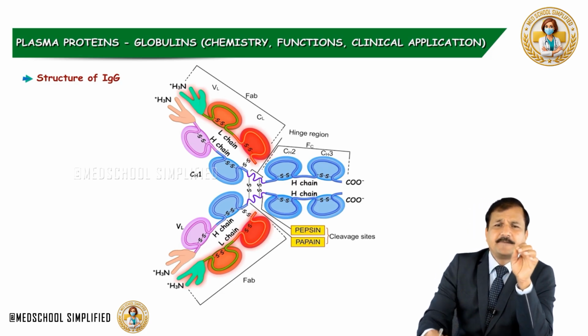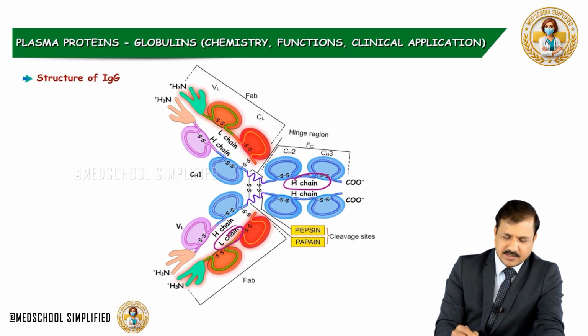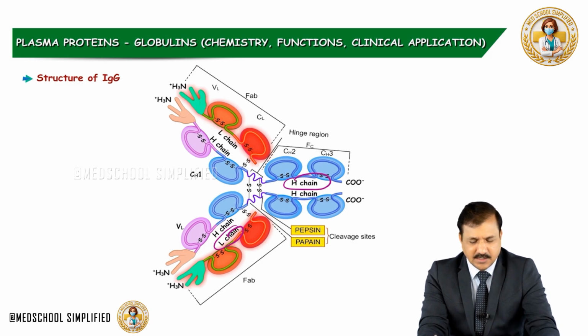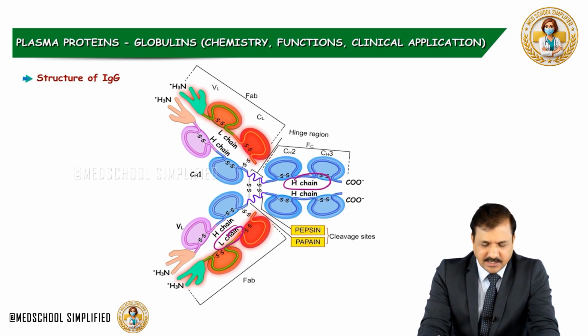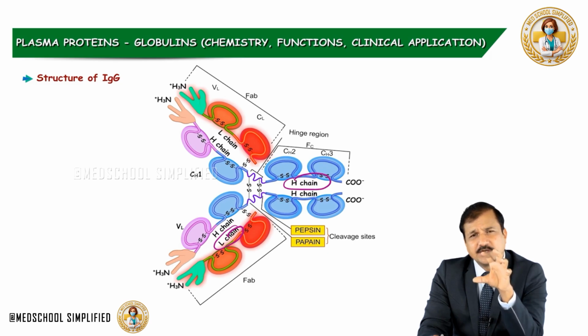So, as you see here, IgG has got an H chain and L chain. So, there are 2 chains here. One is of H type, the other is of L type. H for heavy chain and L for light chain. So there are 2 heavy chains and 2 light chains. Light chains are only present in the FAB region.